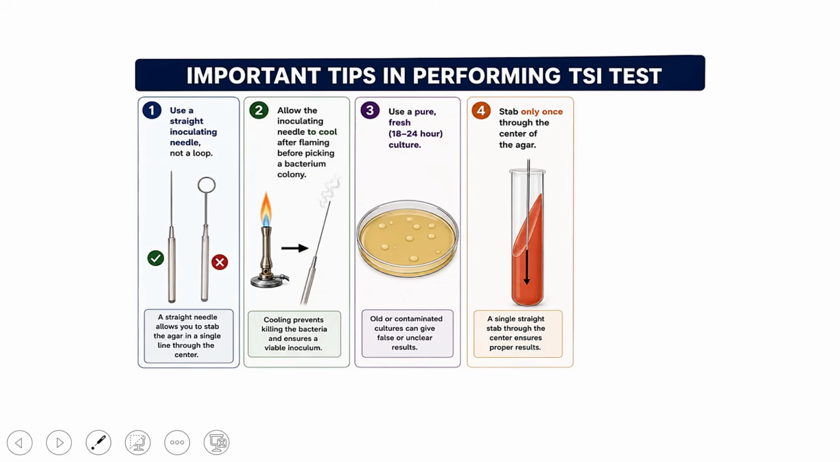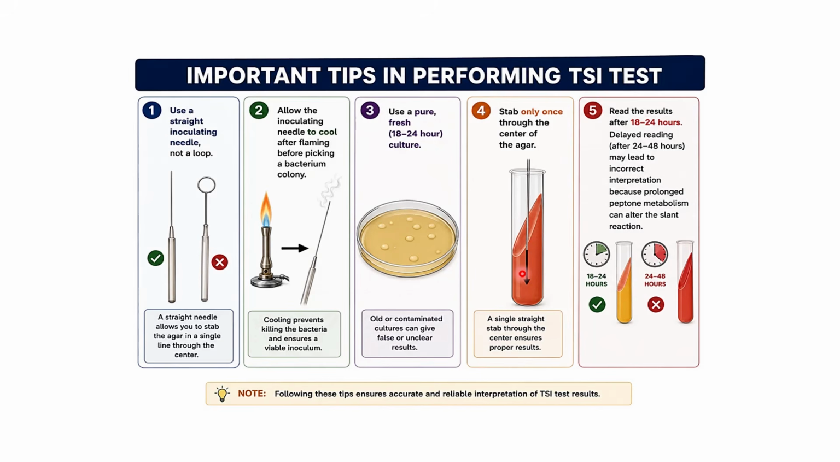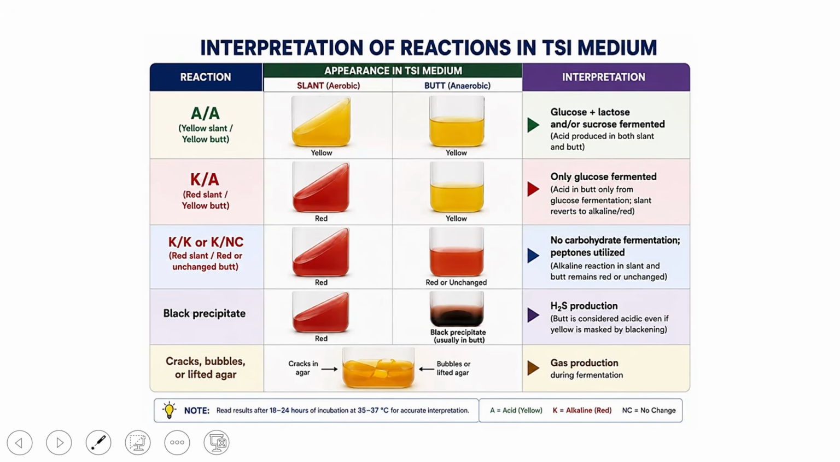4. Stab only once through the center of the agar as shown over here. This is because a single straight stab through the center ensures proper results. And 5. Read the result after 18 to 24 hours. Delayed reading after 24 to 48 hours may lead to incorrect interpretation because prolonged peptone metabolism can alter the slant reaction.